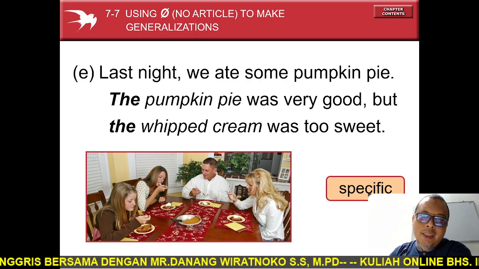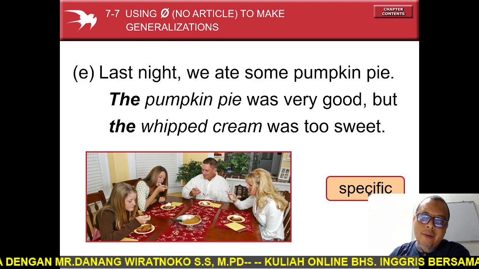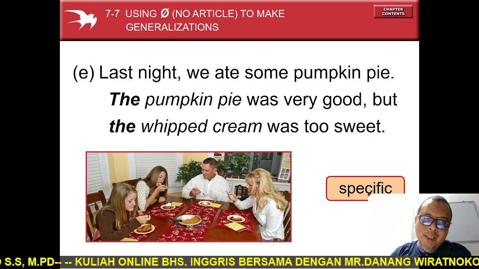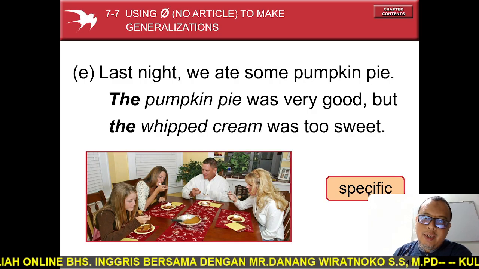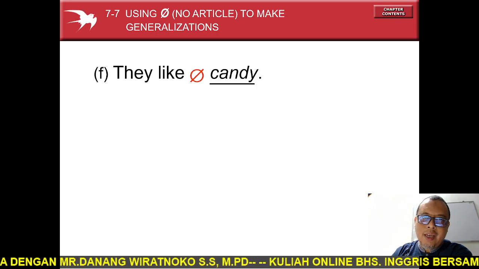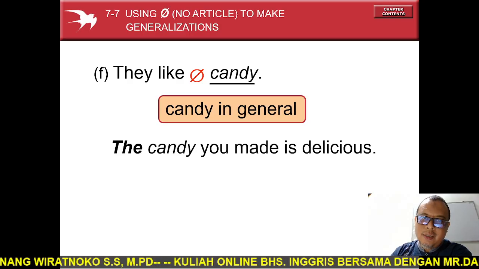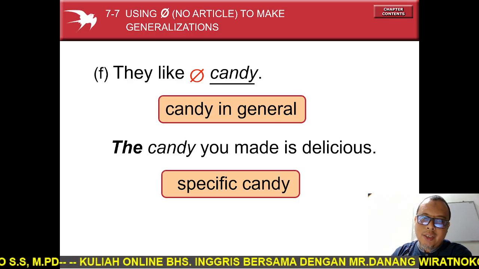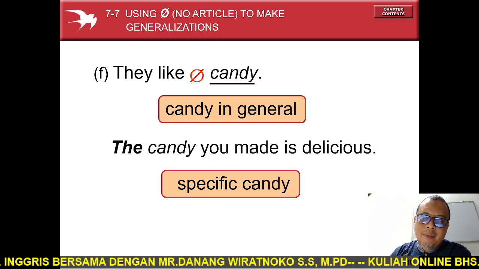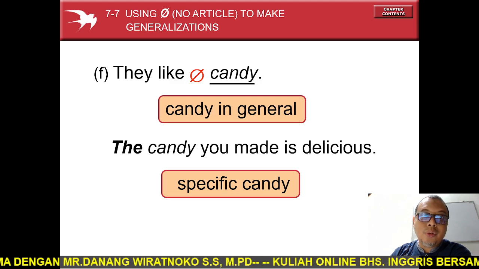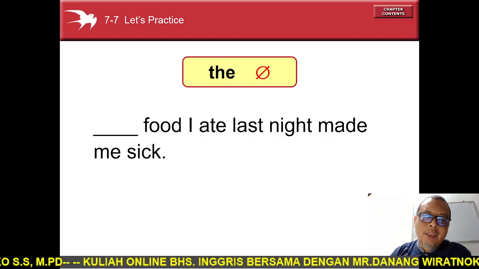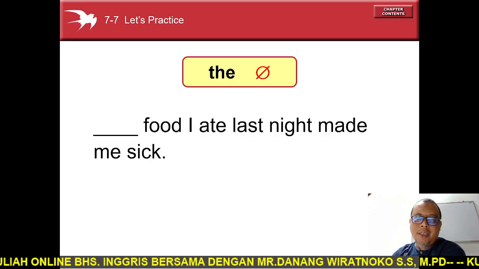Okay, last night we ate some pumpkin pie. The pumpkin pie was very good, but the whipped cream was too sweet. Okay, so it means specified. The pumpkin pie and the whipped cream. Okay. They like candy. In general, they like candy. The candy you made is delicious. Nah, this is specific candy. Okay, permen khusus ya, atau permen buatan dia, hanya buatan dia. Okay, let's practice here. Food I ate last night made me sick.